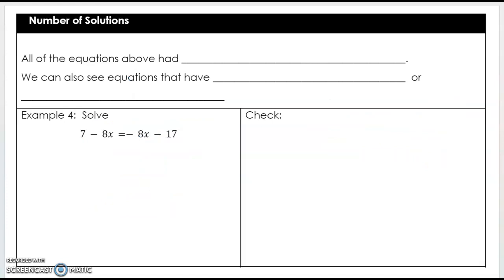All the equations we've worked on so far have had one solution. We can also see equations that have either no solution or infinite solutions.